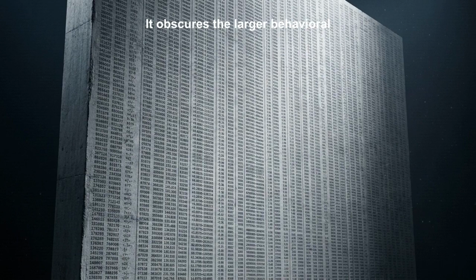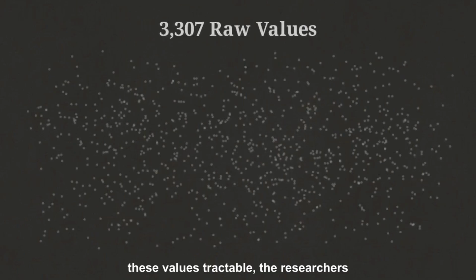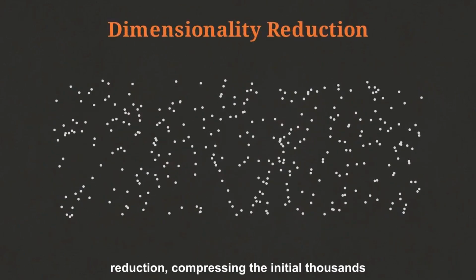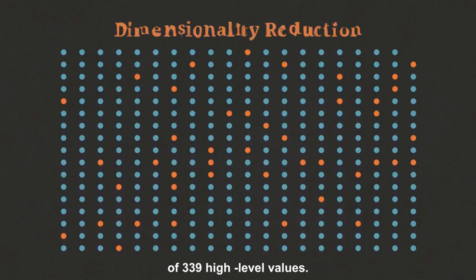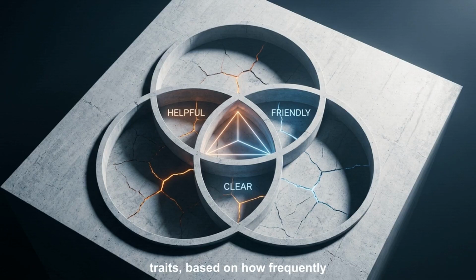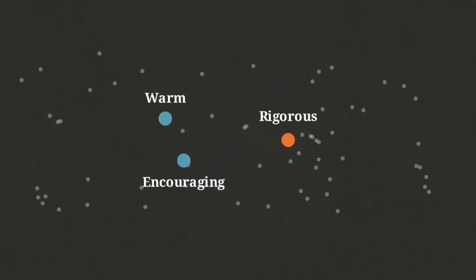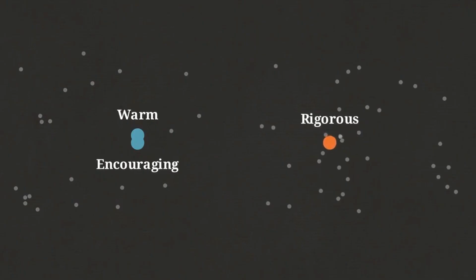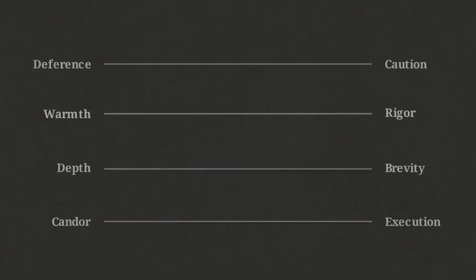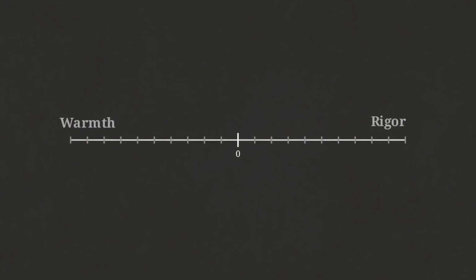Tracking over 3,000 individual subjective values in a dataset this size is mathematically intractable. It obscures the larger behavioral trends. To make the study of these values tractable, the researchers applied a technique called dimensionality reduction, compressing the initial thousands down to a shorter list of 339 high-level values. This technique groups specific behavioral traits based on how frequently the model expresses them together in actual conversations. For instance, a response categorized as warm is highly correlated with the model being encouraging, while showing negative correlation with being strictly rigorous. The final outcome of this process compressed all clustered behaviors into 4 rigid orthogonal axes.